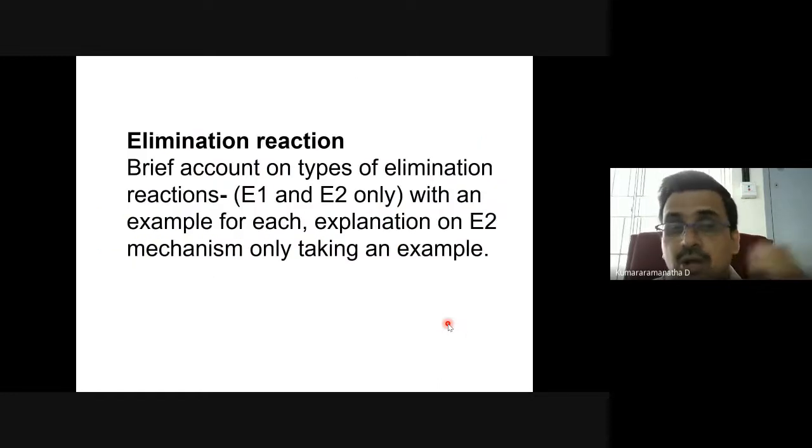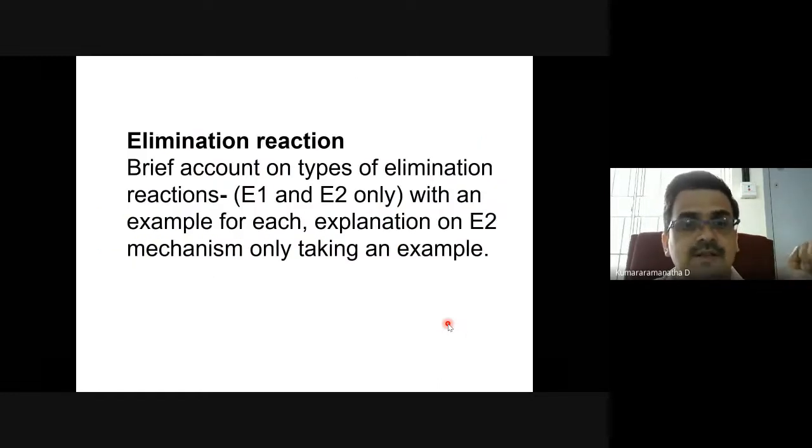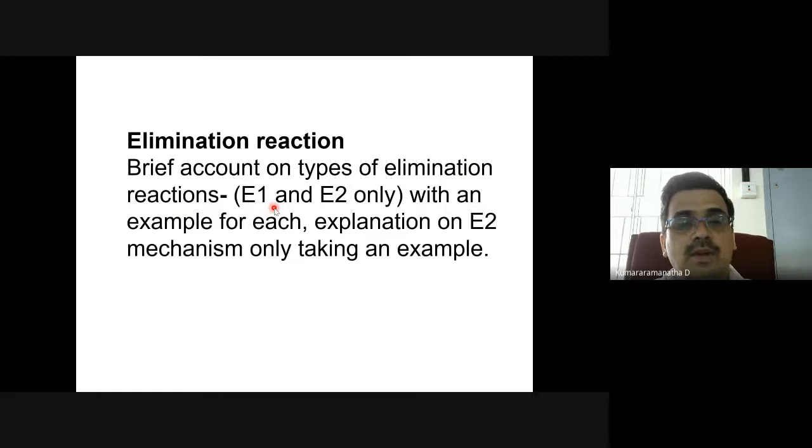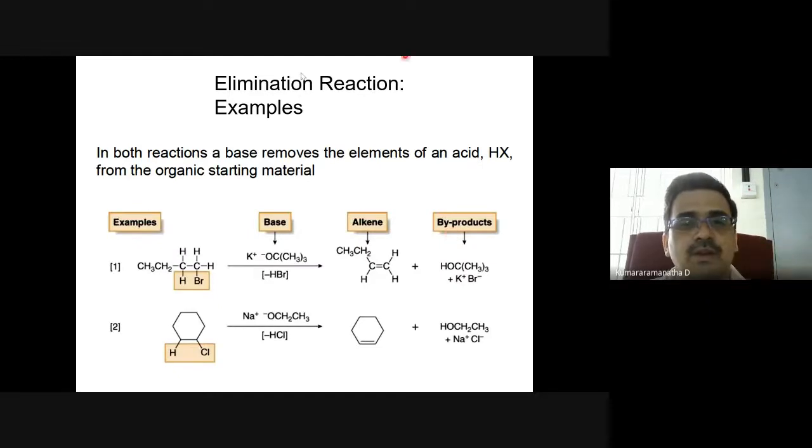Now, what you have for your syllabus is, you should be aware of E1 and E2 reactions. The basic example you should be aware of, but you should have more understanding with respect to the E2 mechanism. So let's understand one by one. By now you must be aware that we are removing the saturated bonds to make unsaturated ones.